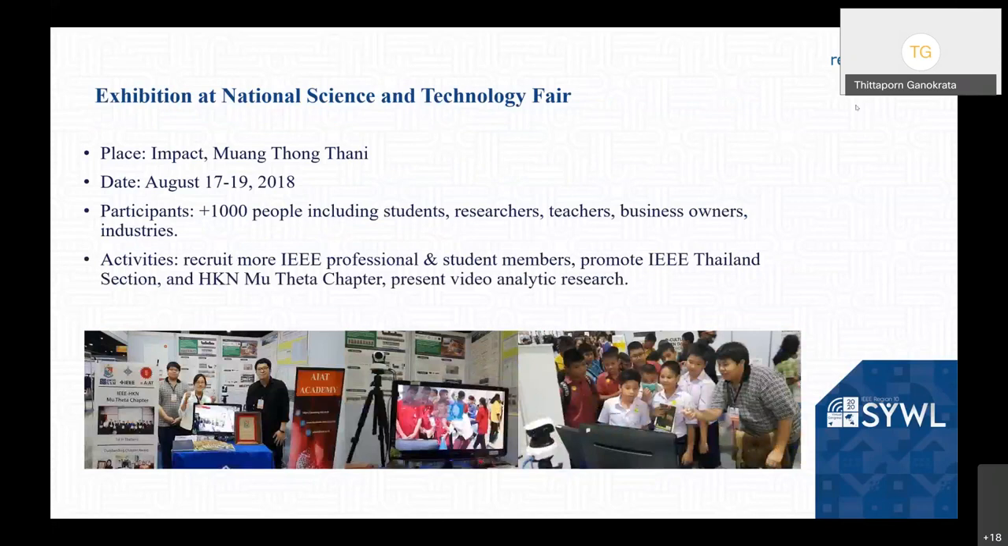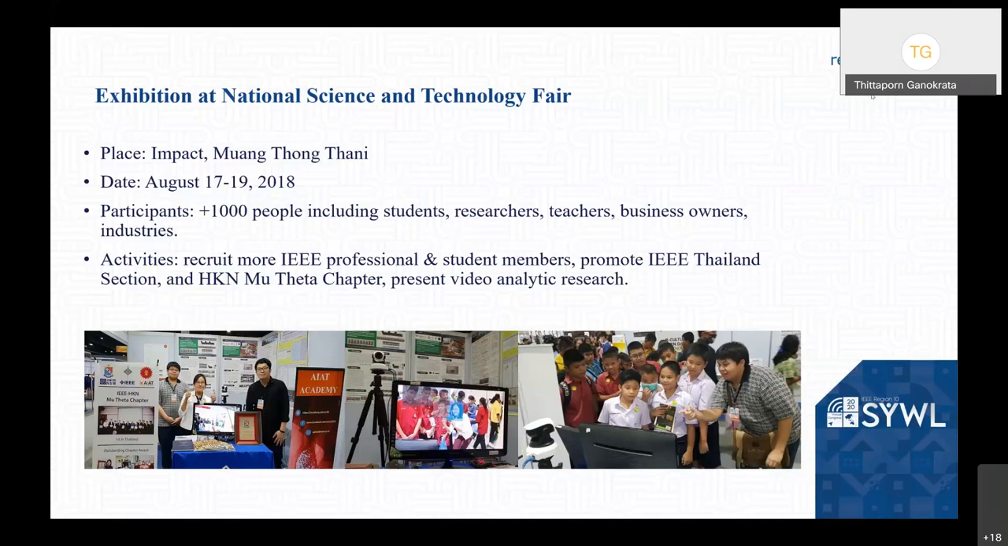In order to promote IEEE and to recruit more members, we need to go out and reach people. So this was a good opportunity for us to promote the event in this exhibition at the National Science and Technology Fair, which is a big event in Thailand with more than 1,000 participants from many areas, like students, researchers, teachers, business, or even industries. So here we can recruit more IEEE professional and student members and promote the IEEE Thailand Section and also our Mu Theta chapter.